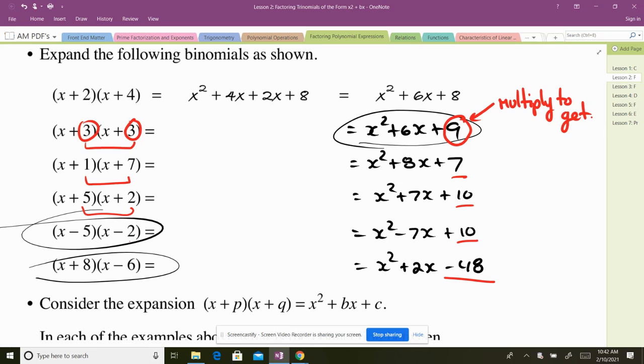Now, look at the middle term here. This term, 6. What do I do with these two numbers to get that? Add them. 3 plus 3 is 6. 1 plus 7 is 8. 5 plus 2 is 7. Negative 5, negative 2, negative 7. 8 and negative 6, positive 2. Okay? So you add to get the middle term.